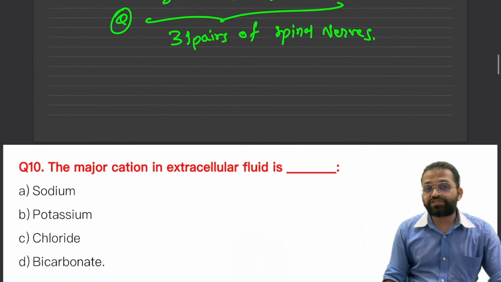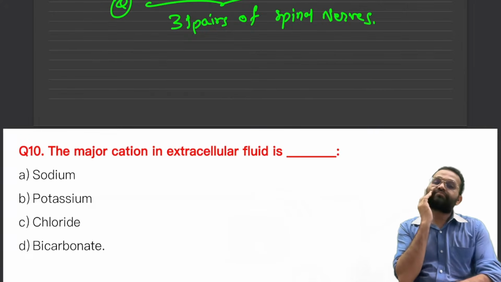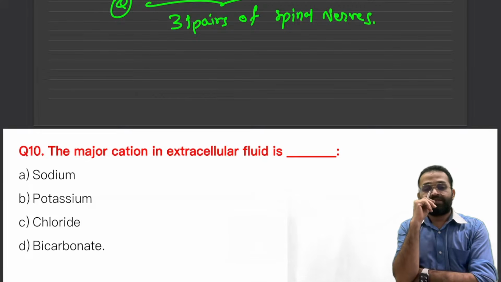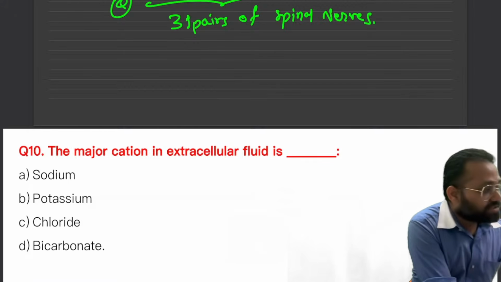The major cation in extracellular fluid is... Now, what is your answer? What is your answer? Yes, please tell me.